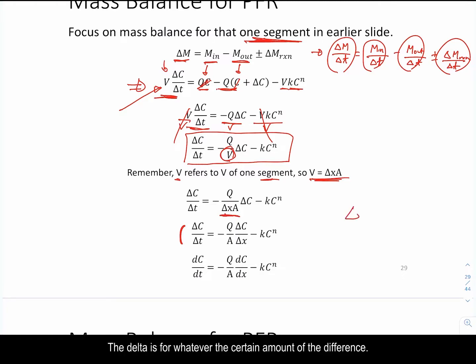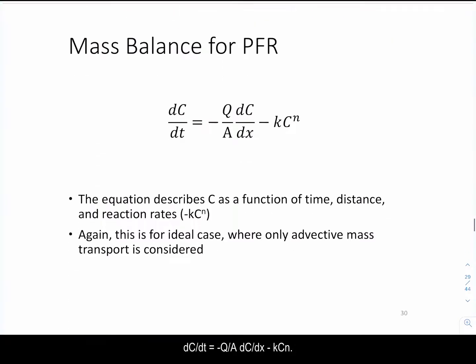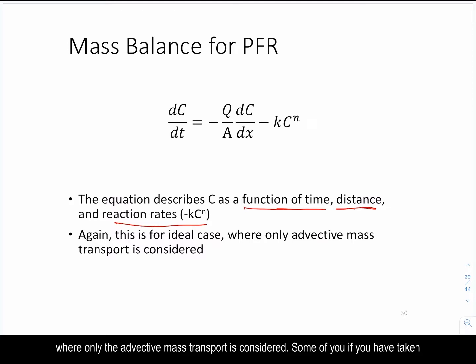And now, the delta is for whatever certain amount of difference. Now I'm going to make that into an infinitesimally small fraction, so make it into the partial differential equation of dC over dt equal to minus Q over A, dC over dx minus KCN. Okay, so that's the final form of the PFR. This equation describes C as a function of both time and distance, with reaction rates. Again, this is for the ideal case, PFR, where only advective mass transport is considered.